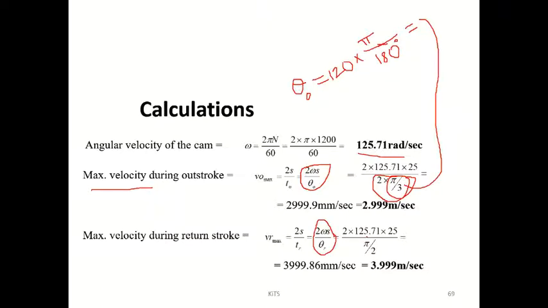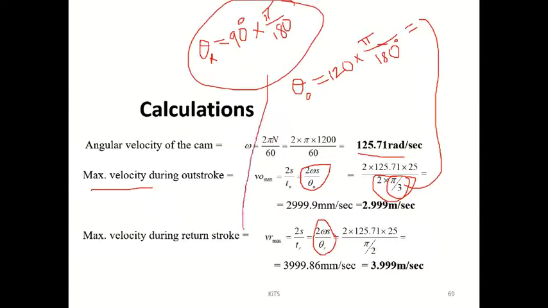Similarly here, theta r is 90 degrees. 90 into pi by 180. So you have to write this value here. 90 by 180, you will get pi by 2. That's what they have written here, pi by 2.